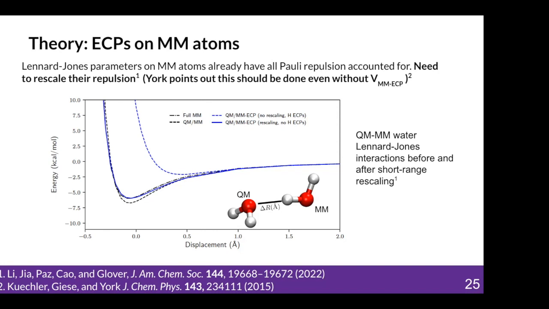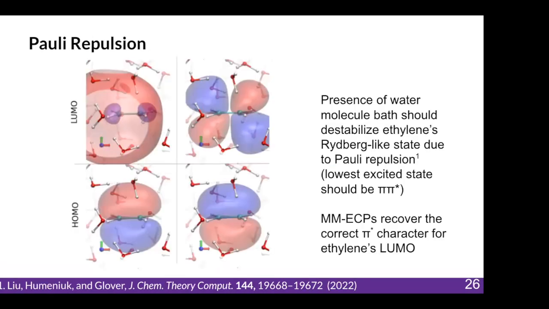We apply this rescaling to our simulations of the hydrated electron. But now we demonstrate that when we put ECPs on the waters, we do actually recover the correct pi star character of ethylene's LUMO. So we are able to treat properly, in the condensed phase, the lowest excited state, which should be a pi star transition in ethylene.